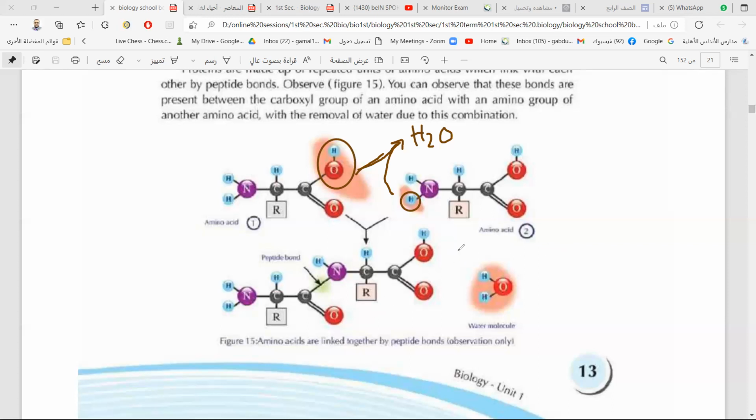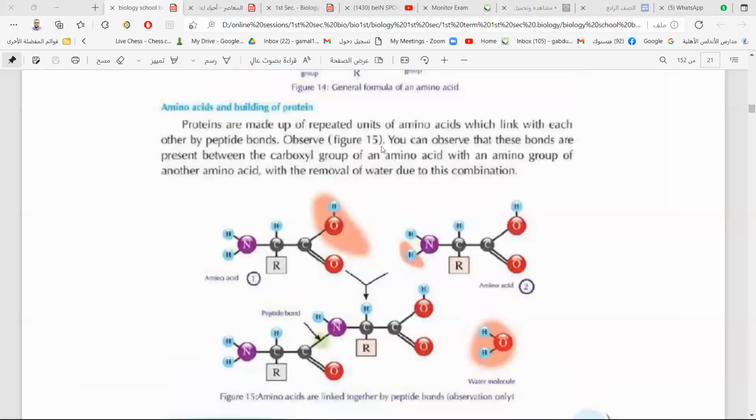We can make a tripeptide also by removing another water molecule. We can join another amino acid here by removing the hydroxide group from one carboxyl group and removing H from another amino group. We can make another bond here with a third amino acid. So by removing a water molecule, we make the peptide bond. So we have here how the peptide bond is formed.